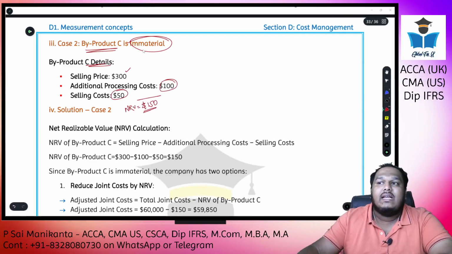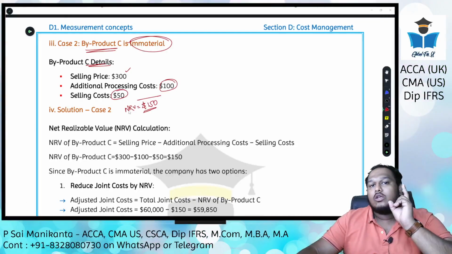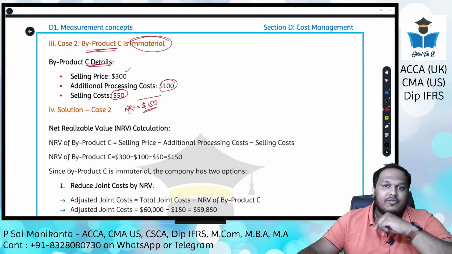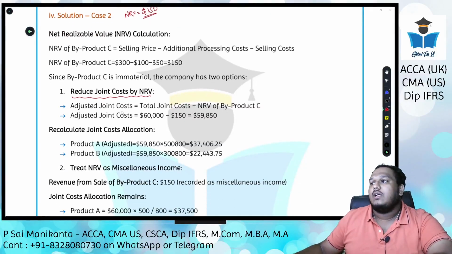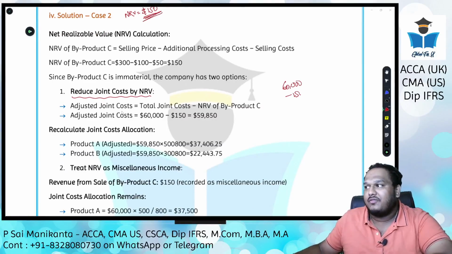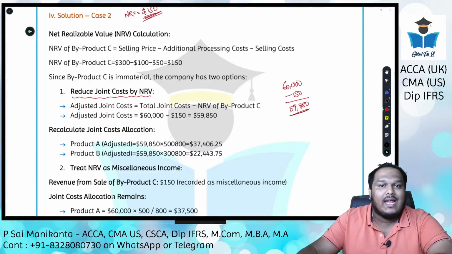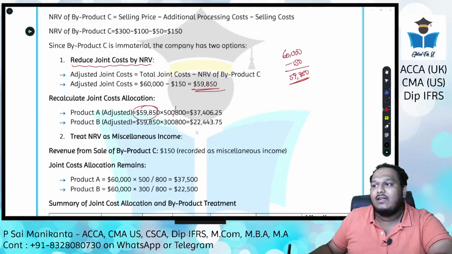If it is immaterial, you have two options. What are those? One, you can treat it as other income, or two, you can treat it as a reduction from the joint cost. See, first one, reducing the joint cost by NRV. What was our joint cost? 60,000. So 60,000 minus this NRV of 150. So 59,850 will only be allocated to the products A and B. Like this, adjusted is 59,850. So 59,850 into 500 by 800, 59,850 into 300 by 800.